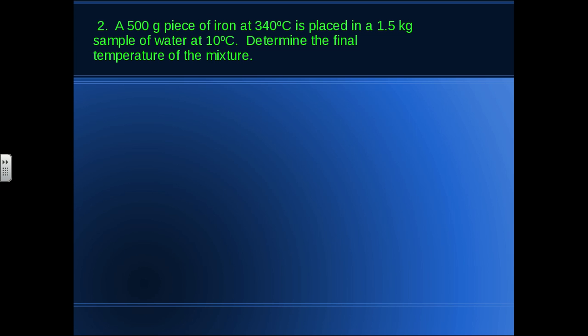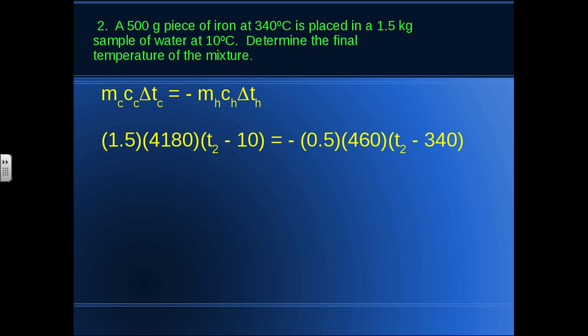Let's try an example. A 500-gram piece of iron at 340 degrees Celsius is placed in a 1.5 kilogram sample of water at 10 degrees Celsius. Determine the final temperature of the mixture. So we'll try our heat exchange formula. We'll substitute in the values that we have. The mass, remember the mass has to be in kilograms. So 500 grams is 0.5 kilograms. So we had to change this one. We had to convert that one from grams.